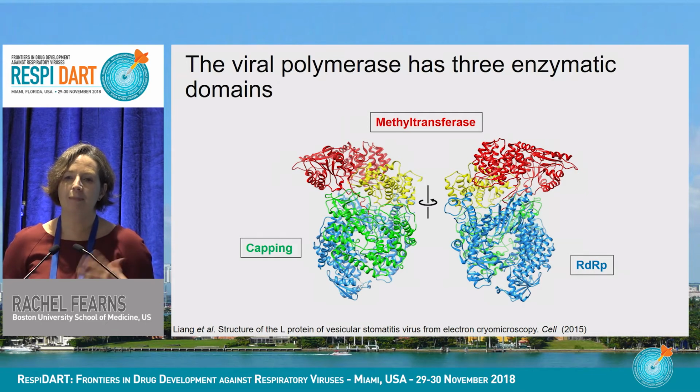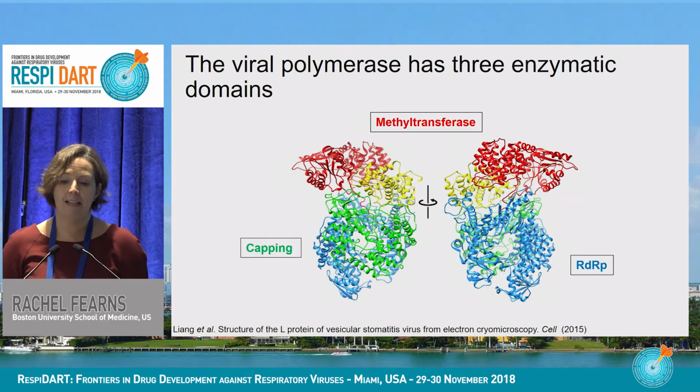The polymerase is basically 3 enzymes in one protein. There's the RdRp domain, shown here in blue. The polymerase is able to cap the RNA, so it has a capping domain that is quite distinct from any other cellular capping enzyme. And then it has a methyltransferase that allows the caps to get methylated as well.